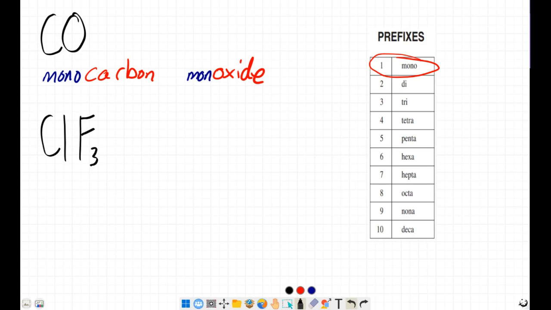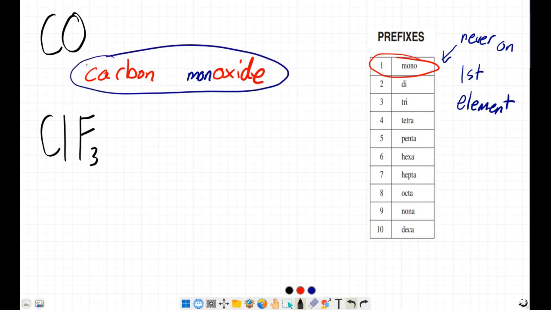Now here comes another little random rule of chemistry. On the first element, if there's only a single one of those, we don't actually write the mono in there. It only appears on the second element. That's the only time that rule applies. So I'll just note right here, never mono on first element. And this is our final answer right here, carbon monoxide.